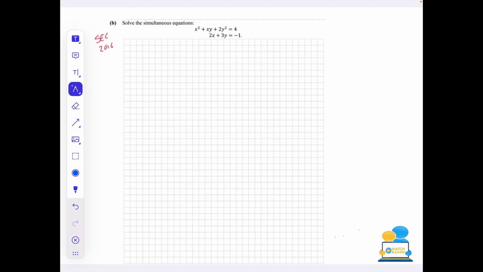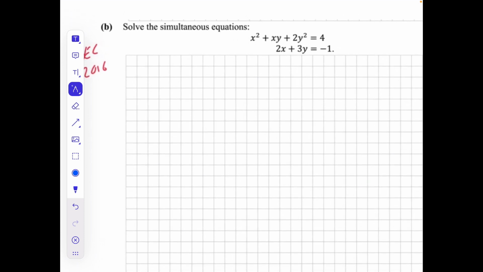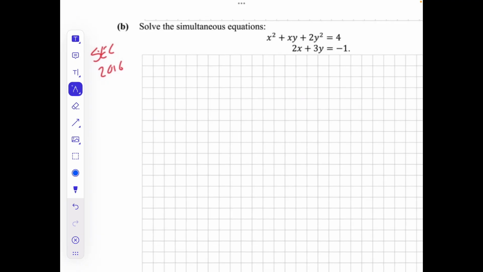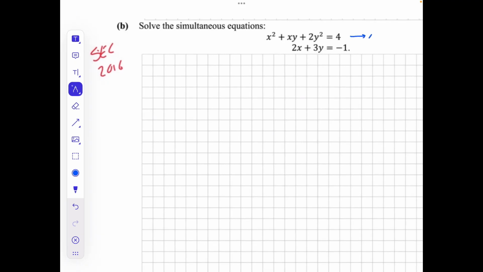Okay, so this one is from 2016, solve the simultaneous equations. First thing that I notice when I look at this, I see the top equation has squares in it and x, y's and weird things. So I'm going to immediately write non-linear beside that. And that means my bottom one then is my linear.